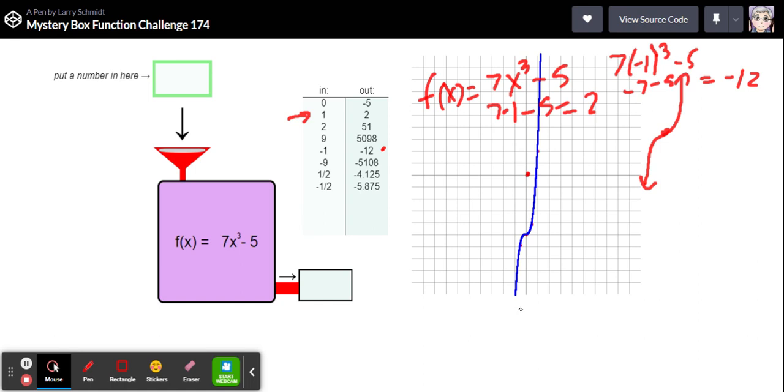Well, how did that one go for you? Did you think cubic, or were these numbers confusing? Let me know.